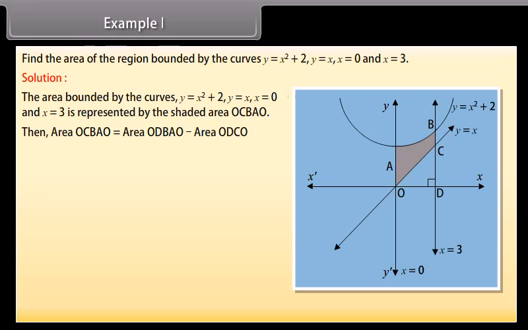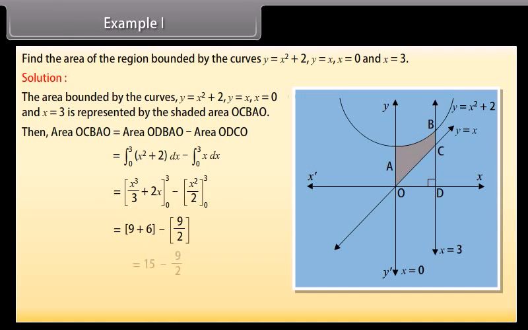Then, area of OCBAO is equal to area of ODBAO minus area of ODCO. Integral from 0 to 3 of x square plus 2 with respect to x minus integral from 0 to 3 of x with respect to x. By solving we get 21 upon 2 square units.